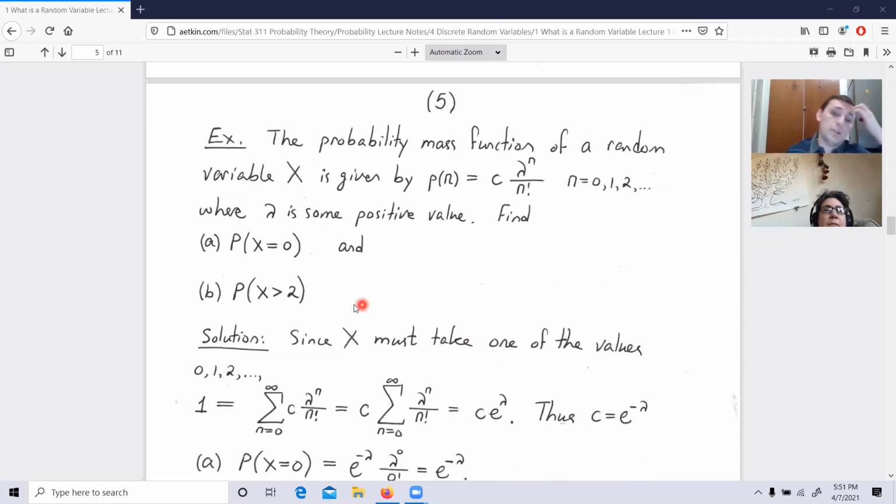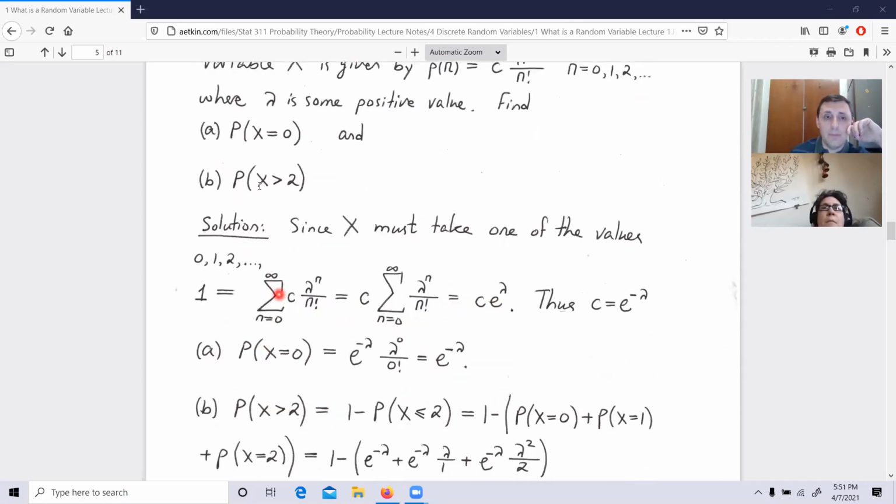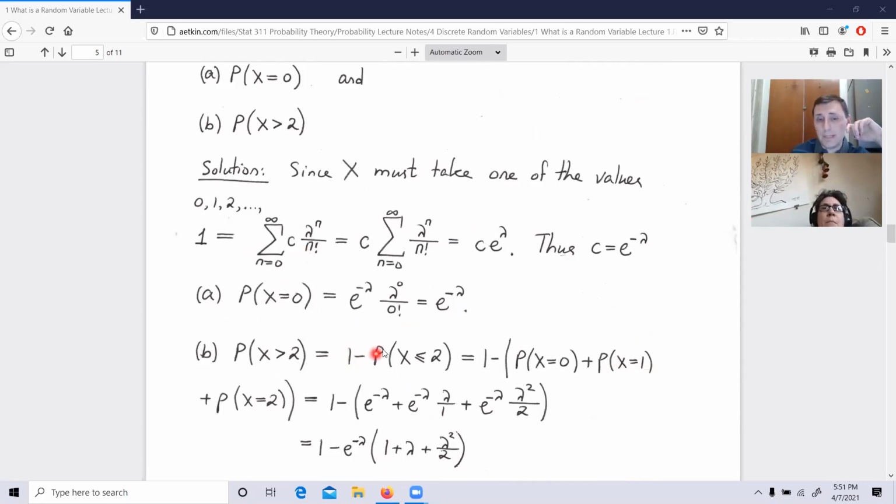Now that I know c, it allows me to figure out the probability where x is equal to 0. That simply is e to the minus lambda, lambda to 0 over 0 factorial. And that's the probability of 0. The probability where x is bigger than 2 can be obtained by taking 1 minus the probability where x is less than or equal to 2. And that is 1 minus the probability x is 0 or 1 or 2. And then I just substitute the value of n, and I have my answer.